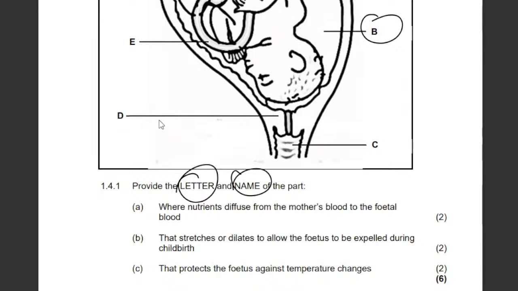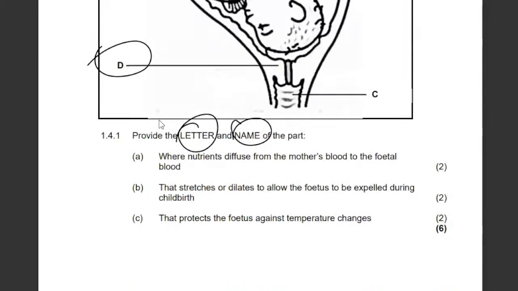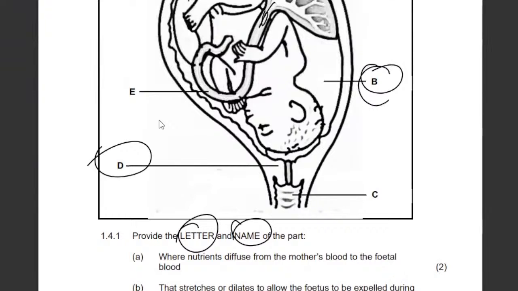It is the cervix. However much even the vagina stretches, this one stretches more than the vagina. Therefore, the answer becomes D. And then they're saying that protect the fetus against temperature changes. That's the amniotic fluid. So where is it? It is B. So it's amniotic fluid.